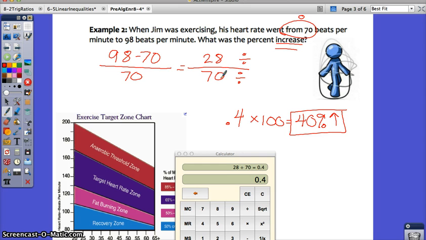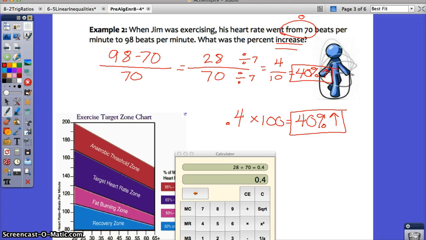Let's go back to what I was saying though about you reducing the fraction yourself. You may recognize that, hey, I could take out a 7 from both of these. 28 divided by 7 is 4. 70 divided by 7 is 10. 4/10 is 40%. And again, it's an increase.